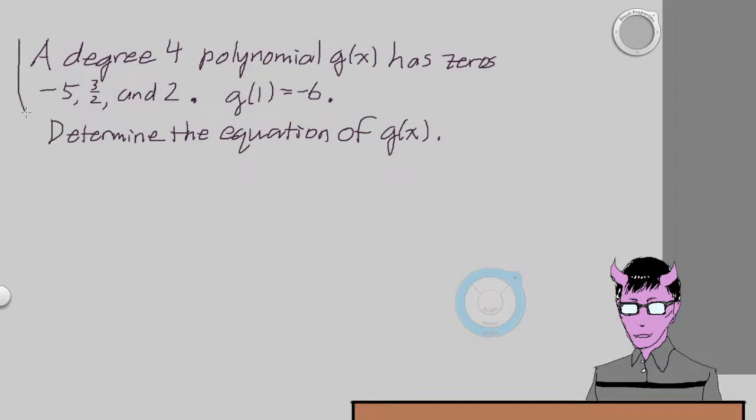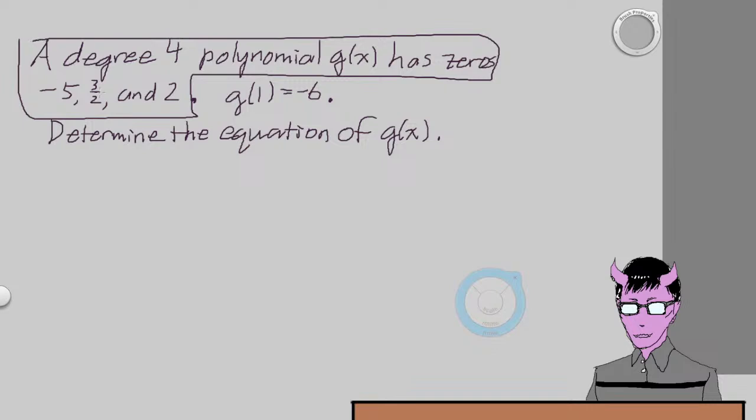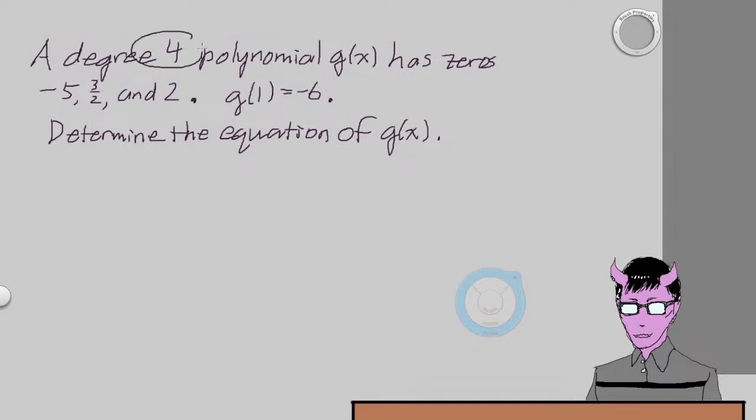So long story short, from the sentence we have 3 distinct zeros. One of them will be repeated since this is a degree 4 polynomial. So that's how I'm going to preface the problem. Alright, and then of course we're given this funny situation. What is that for? Probably for figuring out the amplitude. So determine the equation of g of x.